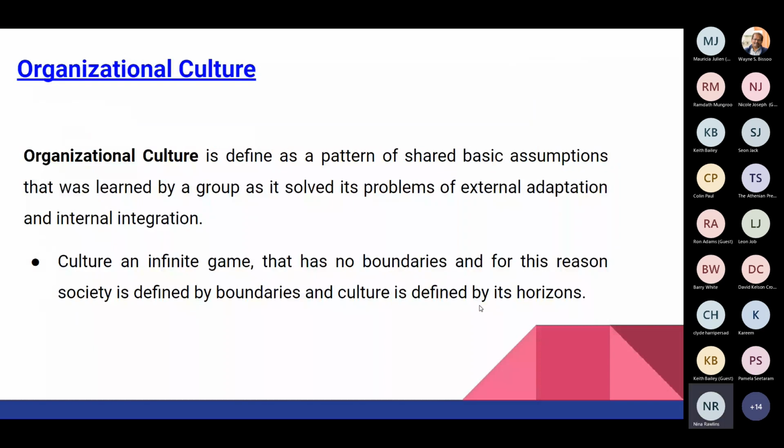In this slide, we look at the organizational culture. An organizational culture is defined as a pattern of shared basic assumptions that was learned by a group as it solves its problems of external adaptation and internal integration. Culture is an infinite game that has no boundaries. And for this reason, society is defined by boundaries and culture is defined by horizon.